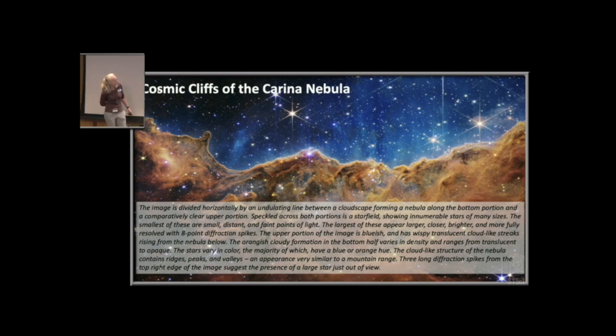The upper portion of the image is bluish and has wispy, translucent, cloud-like streaks rising from the nebula below. The orangish cloudy formation in the bottom half varies in density and ranges from translucent to opaque. The stars vary in color, the majority of which have a blue or orange hue. The cloud-like structure of the nebula contains ridges, peaks, and valleys, in appearance very similar to a mountain range. 3 long diffraction spikes from the top right edge of the image suggest the presence of a large star just out of view. So I think that's a beautiful description. I hope you guys do too.